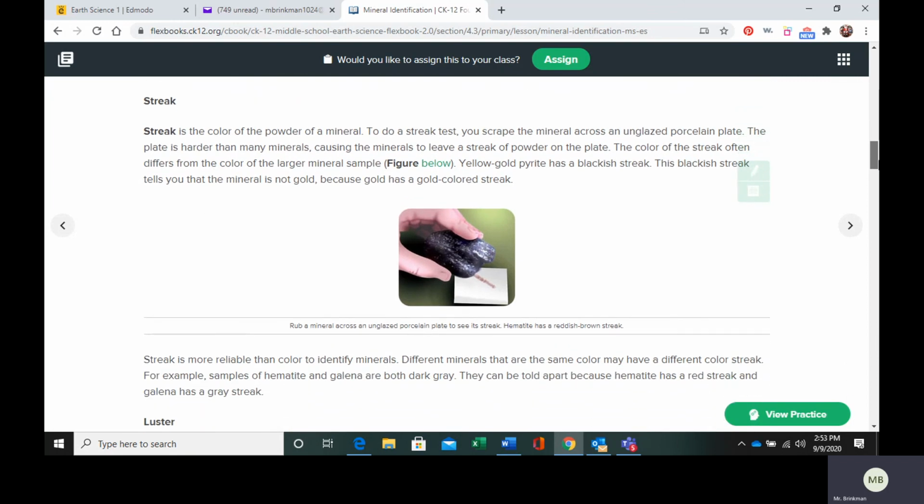So streak. To test the color streak, what you do is you scrape the mineral across an unglazed porcelain plate. And the plate is going to be harder than most of the minerals. And the thing is that the color that is left behind when you scratch the mineral on the surface is going to be different than the mineral itself.